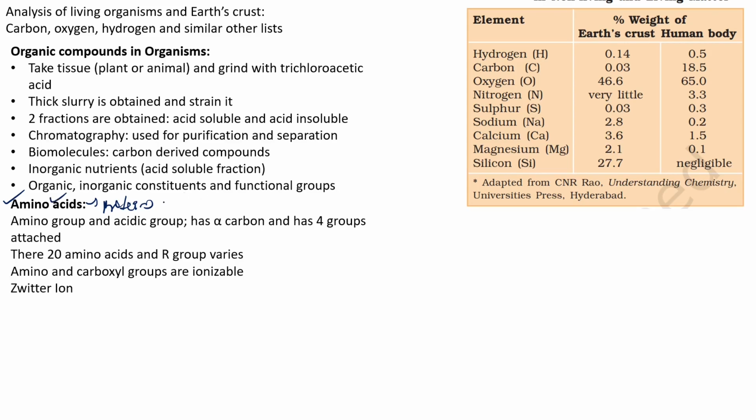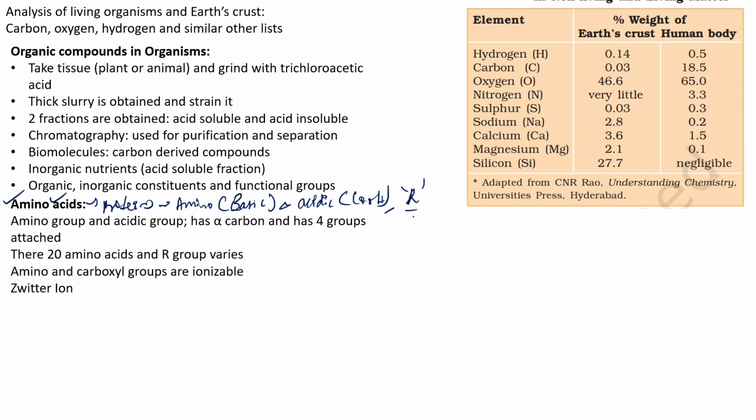Now, why are they called amino acids? Because they have a very interesting property: the amino group, which is basic in nature, whereas the same molecule also has another group, that is the acidic group. This acidic group is generally the carboxyl group in the case of the amino acids, right? Also you find R groups.